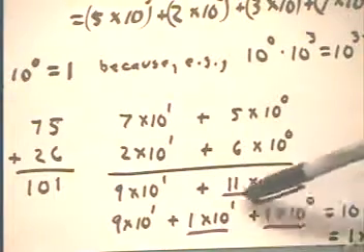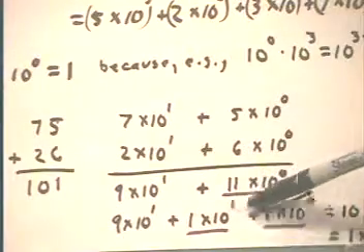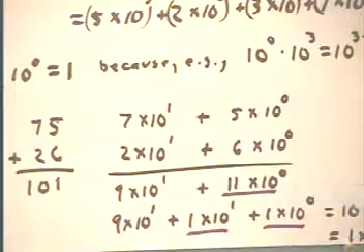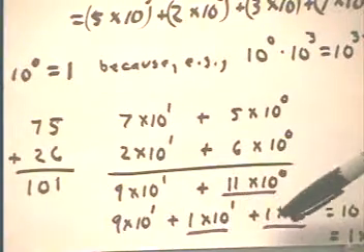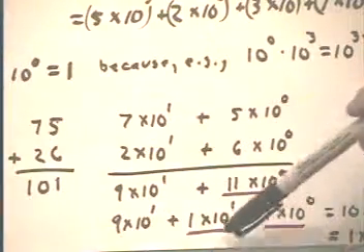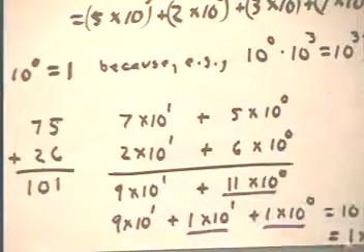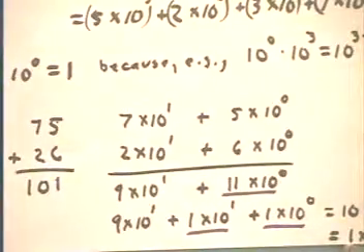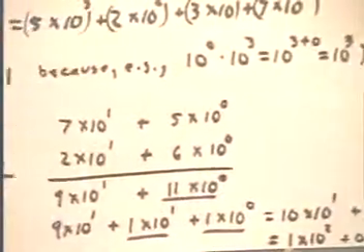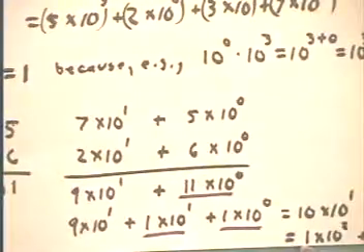Now 11 times 10 to the 0 is what? Well, just like the Egyptians, we've gone over 10 here. We've got an 11. What do we do? We take our 11 sticks and make a heel bone and a stick. That is, 11 times 10 to the 0 is 1 times 10 to the 1 plus 1 times 10 to the 0. Instead of heel bones and sticks, we use powers of 10. Now, we've got 9 times 10 to the 1 plus 1 times 10 to the 1. That's 10 times 10 to the 1.